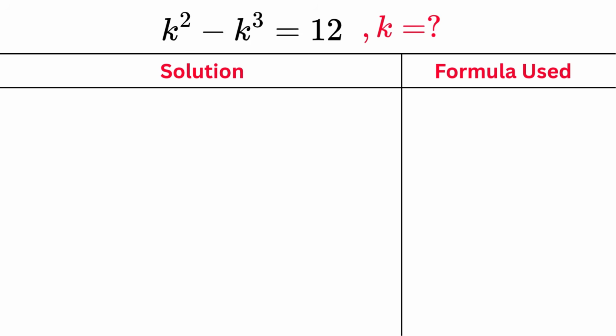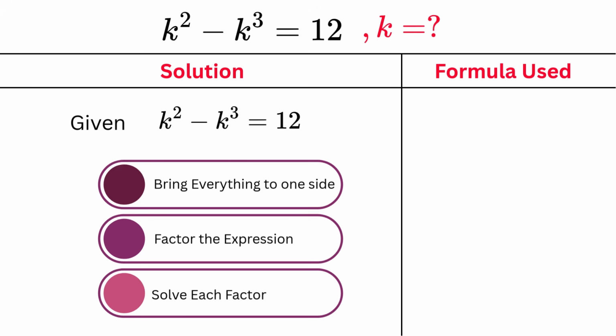Our question is, solve the equation k squared minus k raised to the power 3 equals 12, and find all values of k. The plan is, first we bring everything to one side, then we factor the expression, and finally we solve each factor to get the values of k.